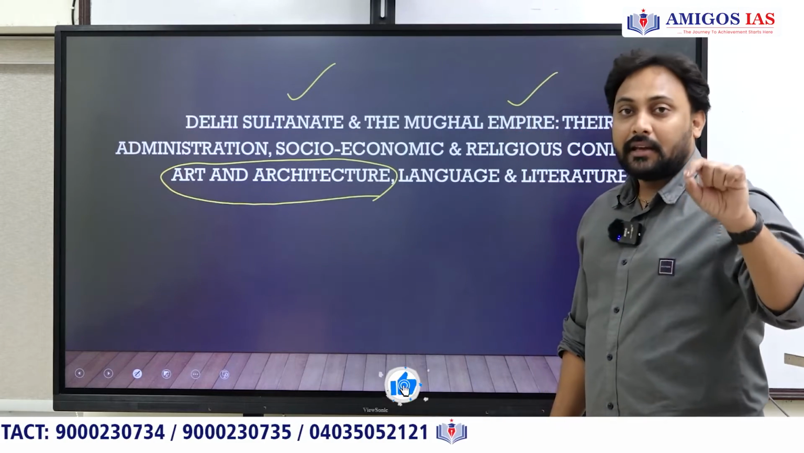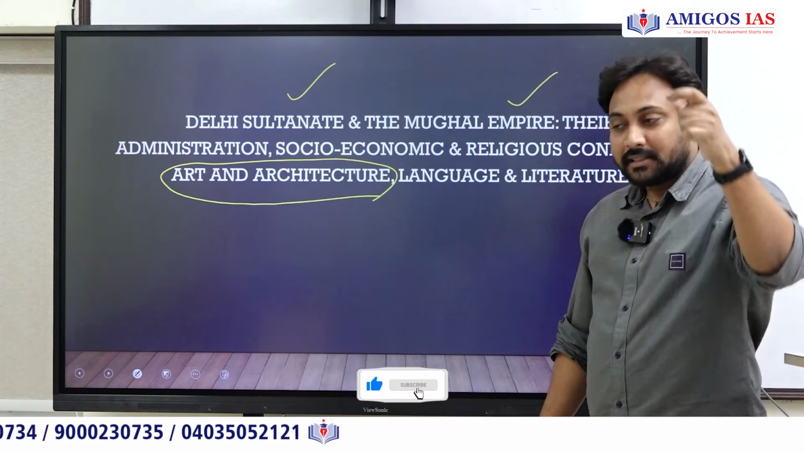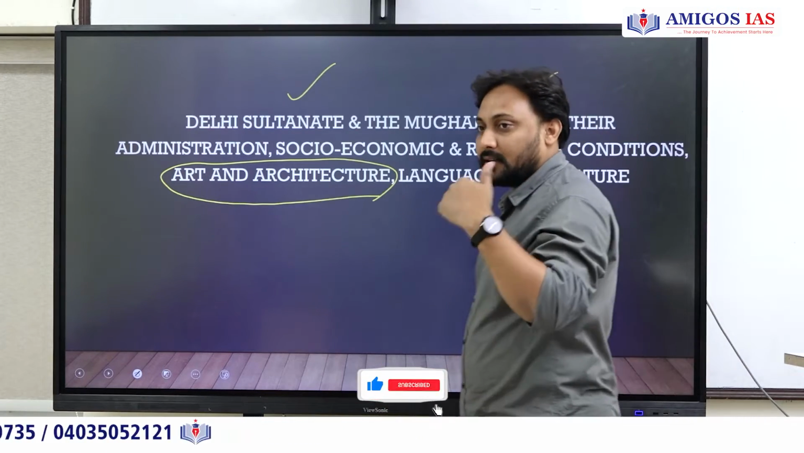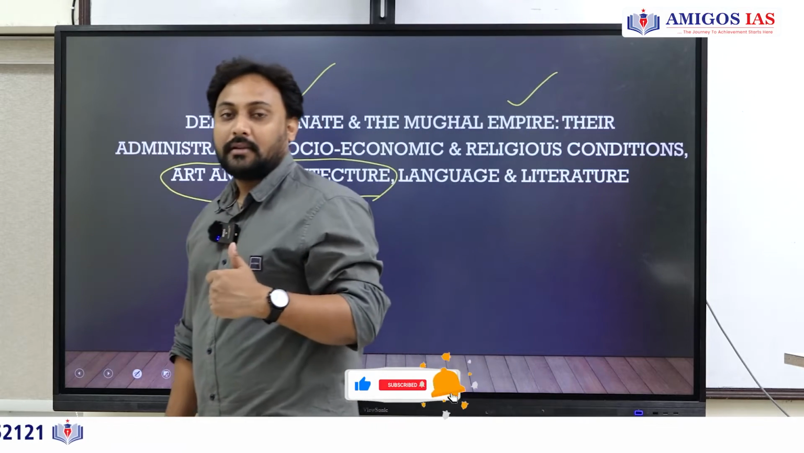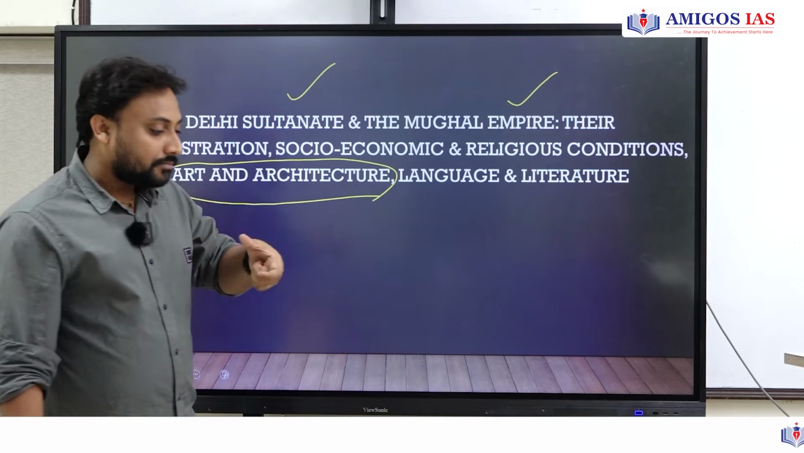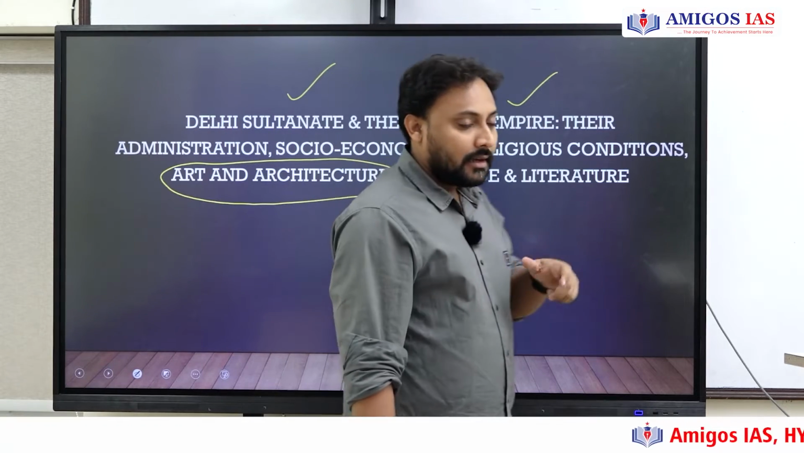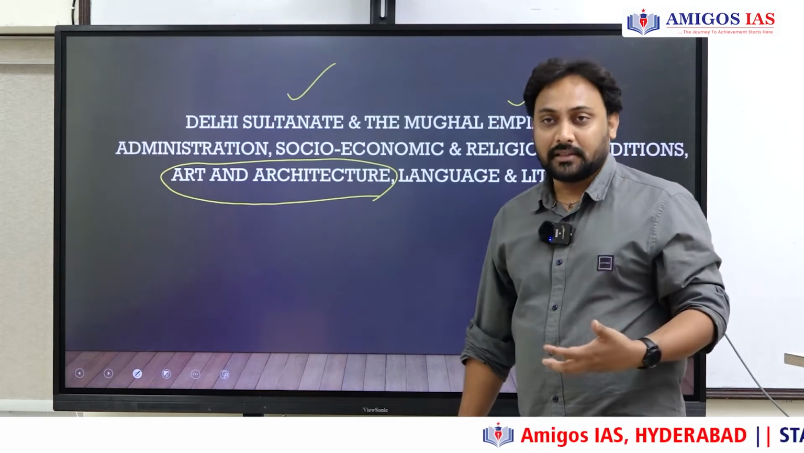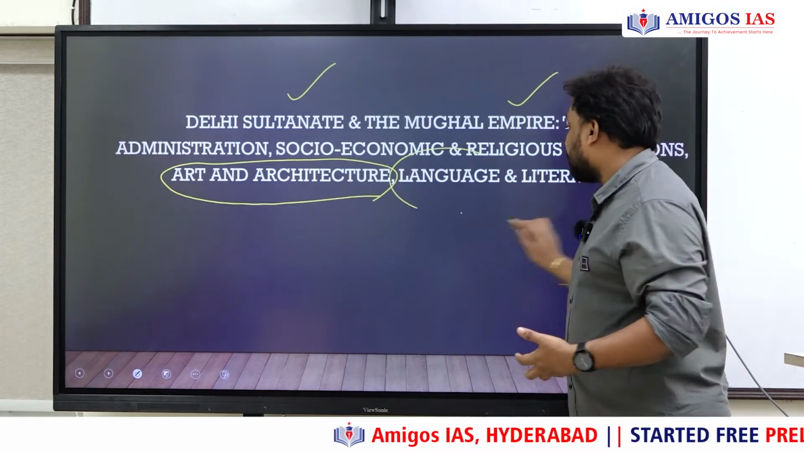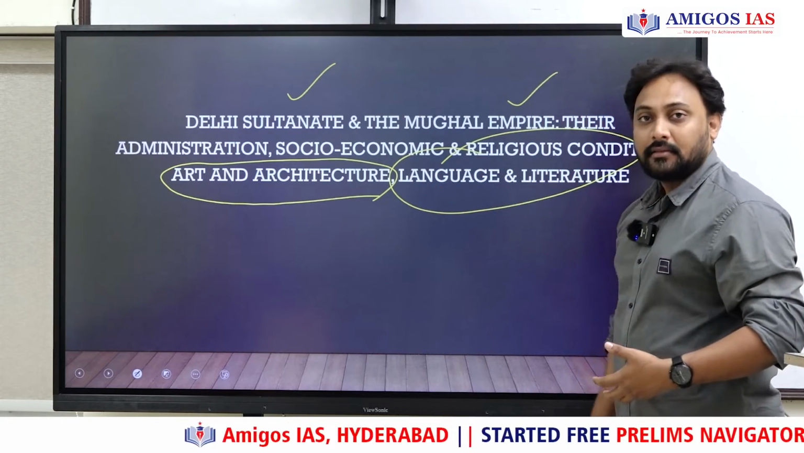For the first time, the beginning of Indo-Islamic architecture: mosques, domes, minars, arabesque. Understand? Jali works, pietra dura decorations. Please go through all these architectural features. Understand? Language and literature. Understand?